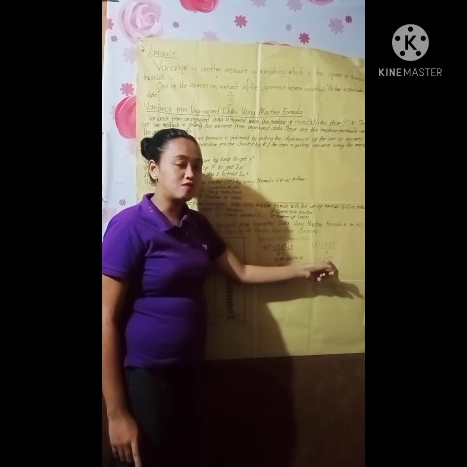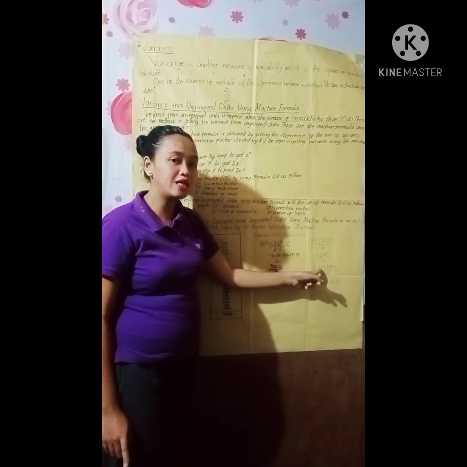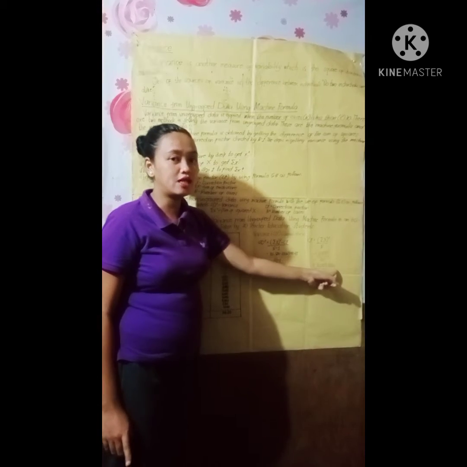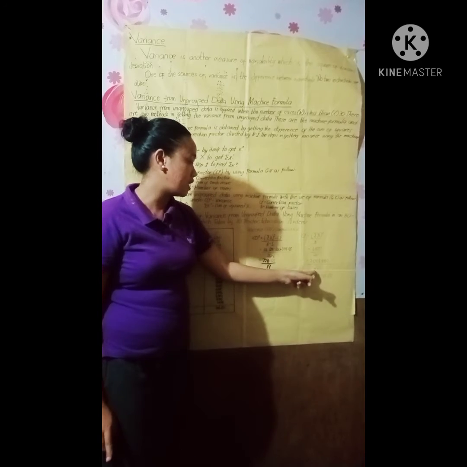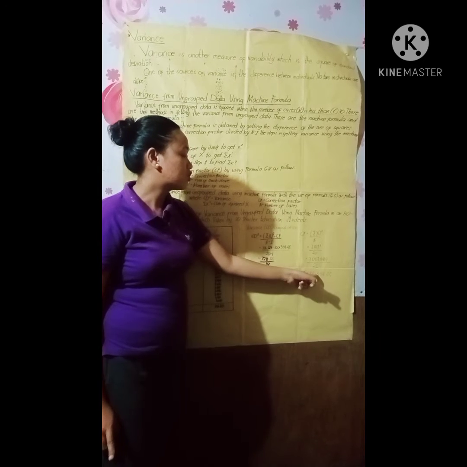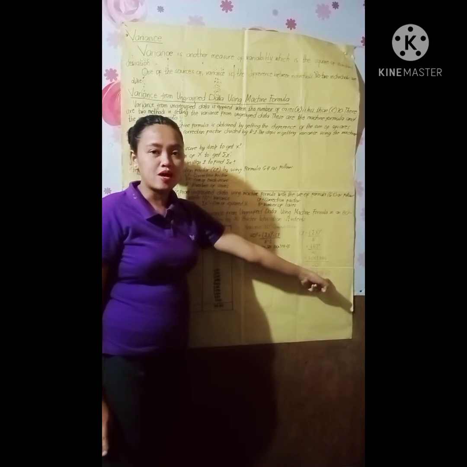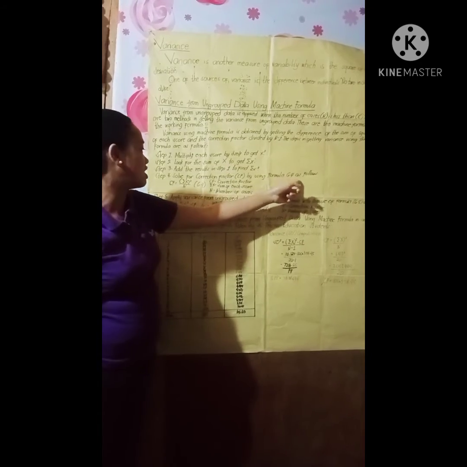So 1,417 times 1,417 is equal to 2,007,889. Divided by 20, because we have 20 students, the correction factor is 100,394.45. So remember this. And then solve for the correction factor by using formula 6.4 as follows. So we already solved it.